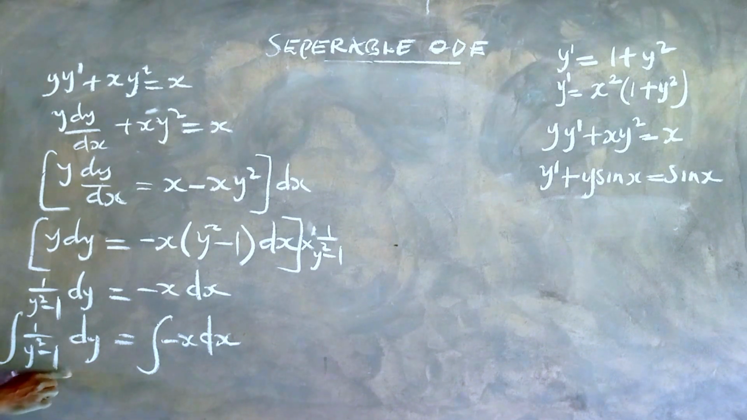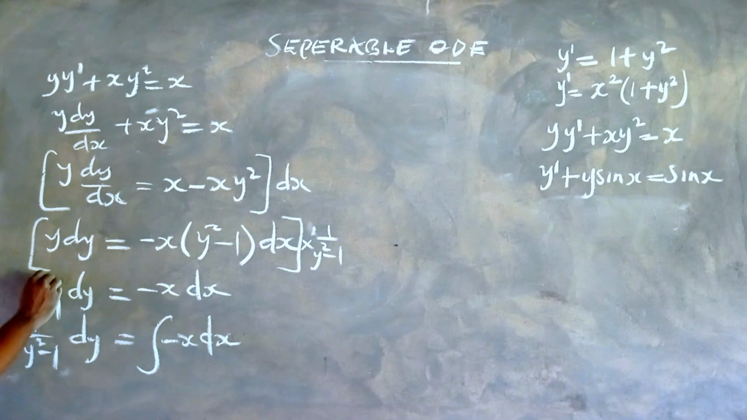This is going to be a u-substitution type of problem. Sorry, you notice I've been writing 1 there. I'm supposed to write y. You can notice from up there we have y dy. So I'm sorry about that.